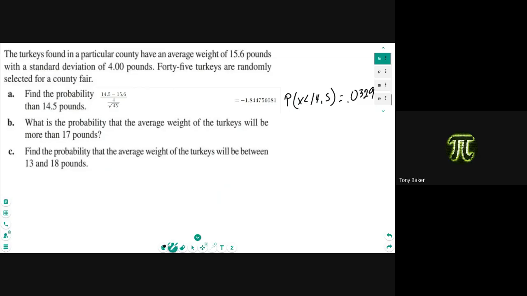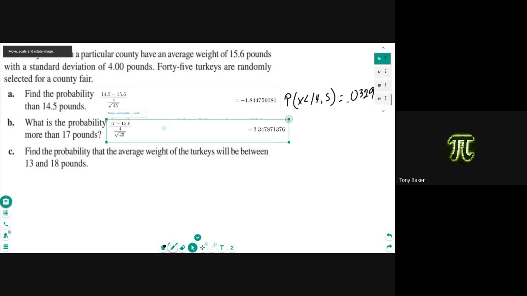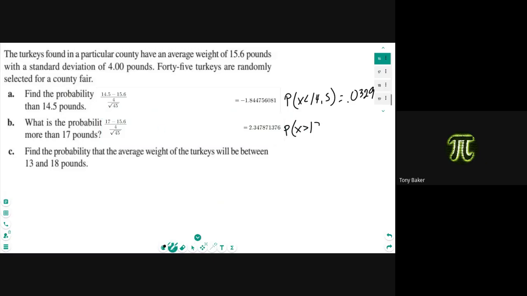What was it? Where was the number? 2.35. So this one was greater than 17. So 2.35. And do we have to do, is it the number we get or are we subtracting it from 1? We're going to find the complement of it. So the complement to that is 0.0094.